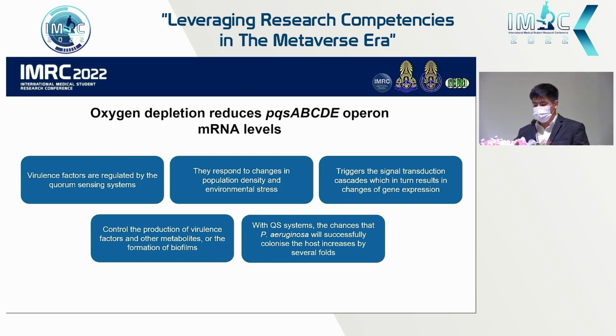They trigger the signal transduction cascade, which allows Pseudomonas aeruginosa to alter its gene expression during each condition. They also control the production of virulence factors, other metabolites, and formation of biofilms. So with the quorum sensing system, the chances that Pseudomonas aeruginosa will successfully colonize the host increase by several folds. And in this study, it has been shown that Pseudomonas aeruginosa has a depletion of the PQSABCDE operon by up to 8-fold. So how come it's still alive under the absence of oxygen?